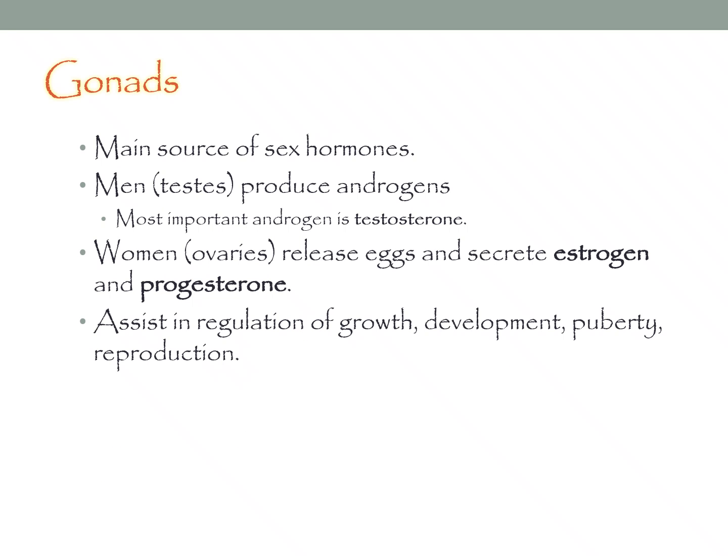The gonads. They're actually called the gonads. There are sex hormones. For men, it's the testes that produce the androgens. And the most potent androgen is testosterone. For women, we create estrogen and progesterone from the ovaries.